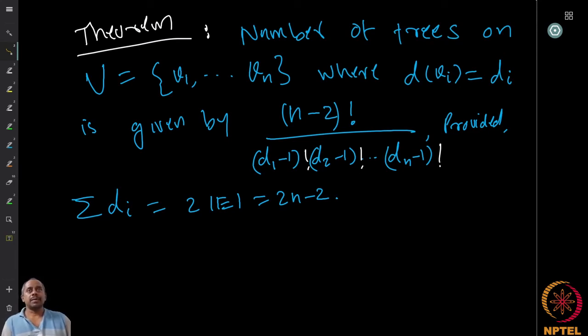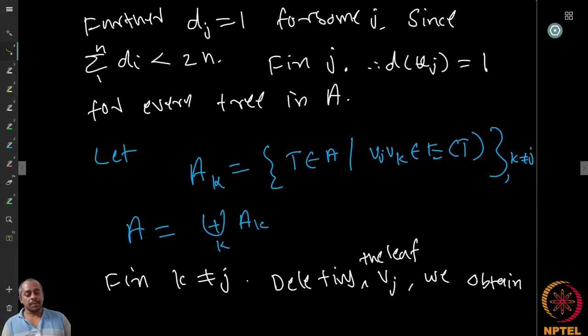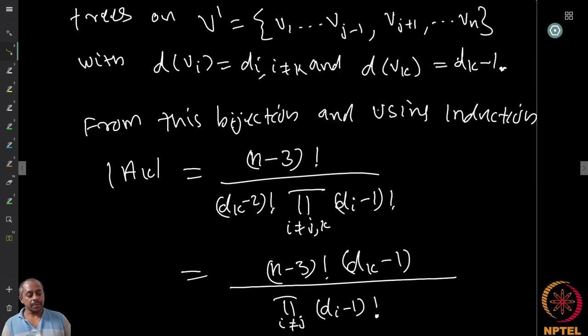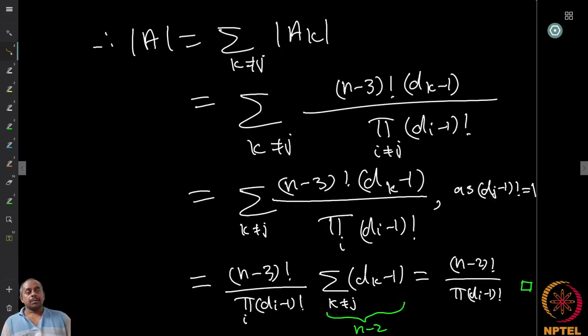Right? So the number of trees on the vertices v_1 to v_n, where the degree of v_i is equal to a fixed number d_i, is given by this, provided the summation of d_i is 2n minus 2. The degree sum should be equal to twice the number of edges. Okay, so we have proved that.